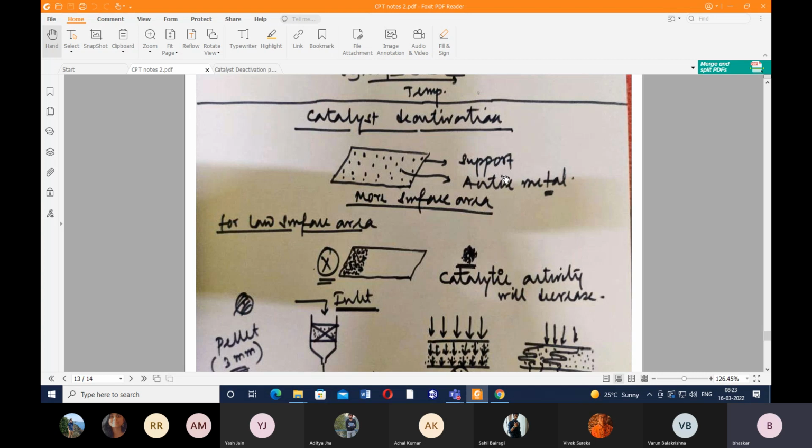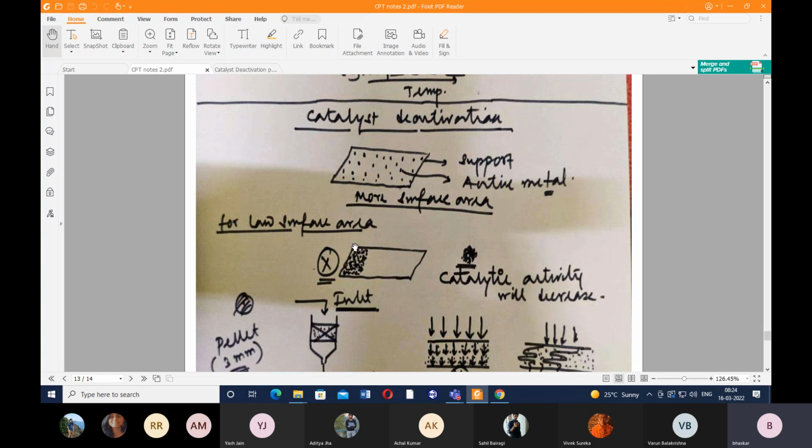There are several other methods as well by which we can also incorporate the active metal part on the surface of a support. But however, for the time being, let's assume we are just using impregnation method to deposit the active metal part on the surface of a support material. So if the support material has got low surface area, then this type of scenario will happen. Okay, why is it so?